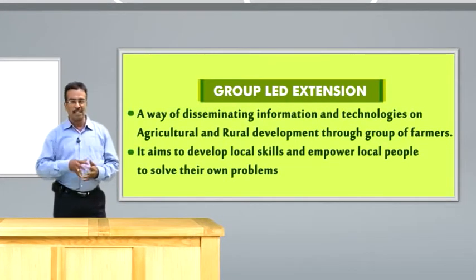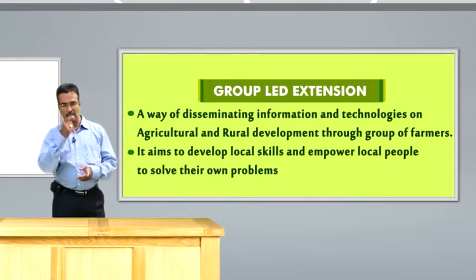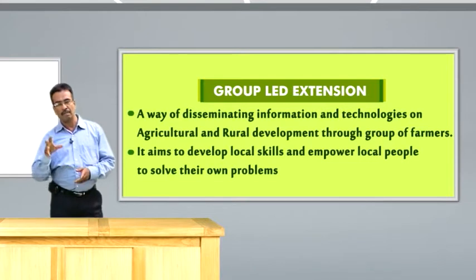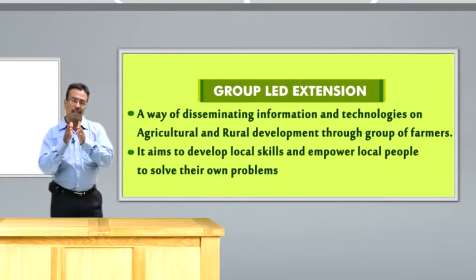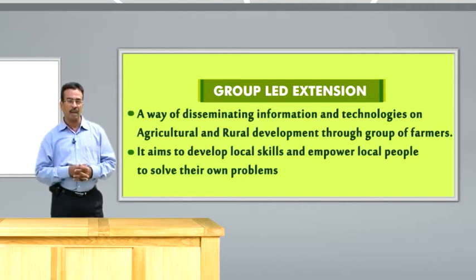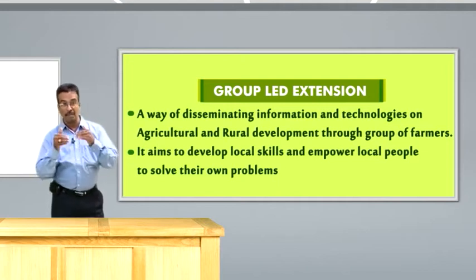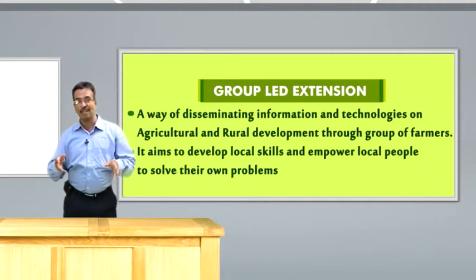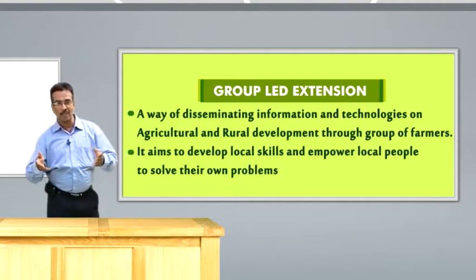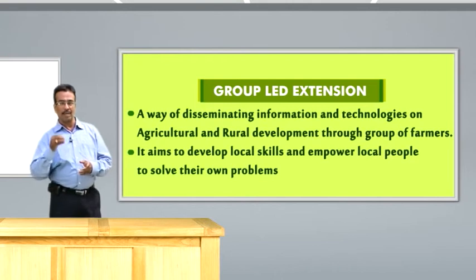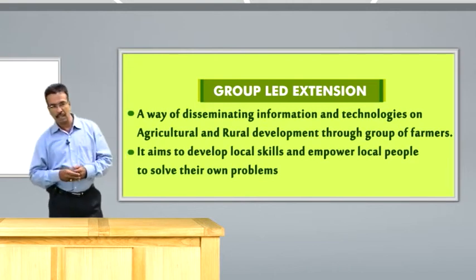It is a way of dissemination of information and technologies of agricultural and rural development through a group of farmers. The only thing we have to consider is to select the right type of farmers or group of people, then only our mission will be successful. Otherwise, if you mobilize people just for the sake of it, it is not possible for our mission. So we have to select a group of people who are really interested, to whom we can disseminate the technology.